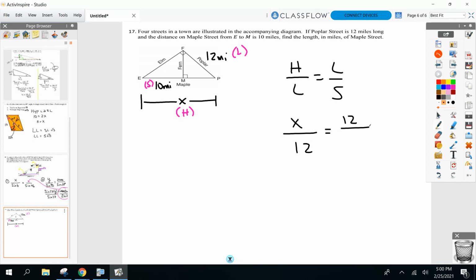I actually have to put in MP. Well, I don't want to introduce another variable, do I? But can you guys find out using X and 10? How can I label MP? Without using a different variable, how can I label what MP is? X minus 10. X minus 10. There you go.